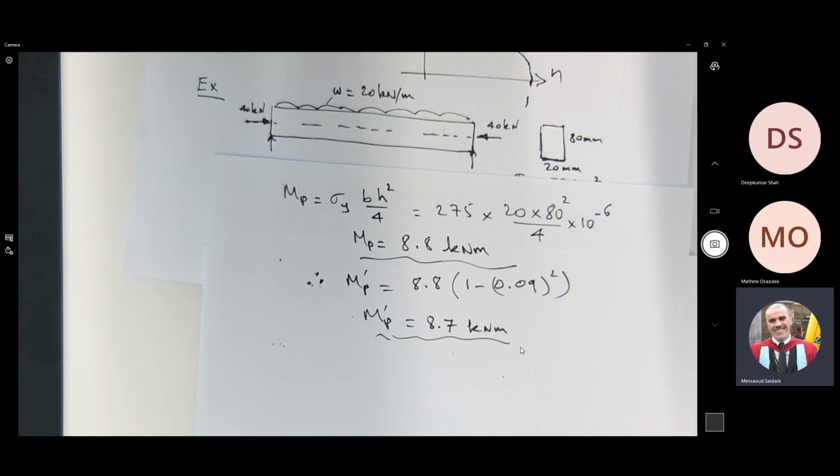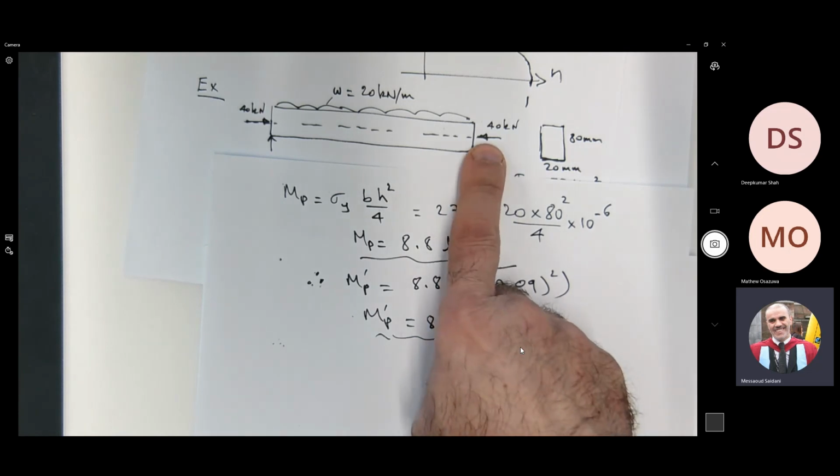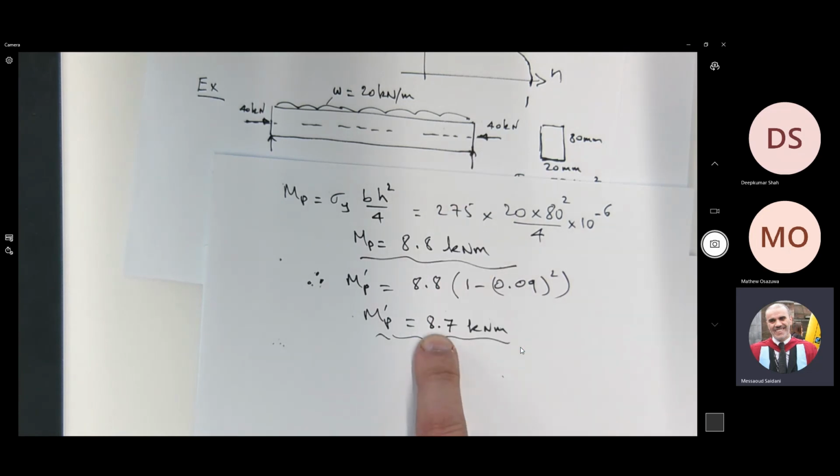So what sort of reduction do we have here? How much reduction do we have? 0.1. So from 8.8 we got 8.7. So what can we conclude here in this case? That the effect of the axial force is really very, very small.